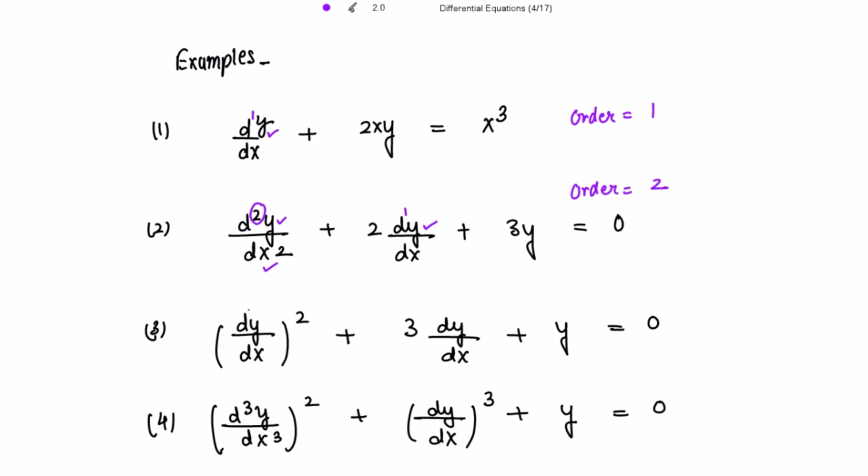Here y is differentiated only one time with respect to x in both terms, so we have 1 and 1, and the highest order is only 1. But in the fourth equation, y is differentiated thrice with respect to x, and in the second term only one time. So the highest derivative is 3, and the order is 3. I hope it is very clear to you. Okay, let's move on to the degree of the differential equation.